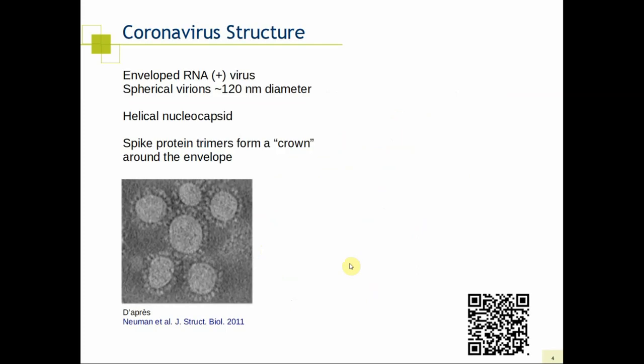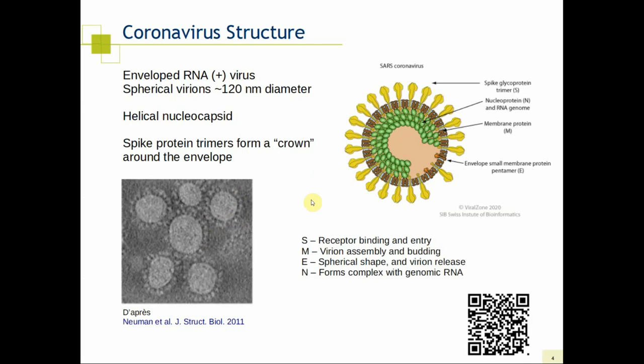Coronaviruses are enveloped plus-strand RNA viruses with spherical particles about 120 nanometers in diameter. And they are called coronaviruses because the spike glycoprotein trimers form a crown around the outside of the envelope. You can see that in electron microscopy. So the name of the virus family comes from their morphology. Now, inside this spherical particle, there's a helical nucleocapsid. The nucleocapsid is like a long filament wound up inside the particle.